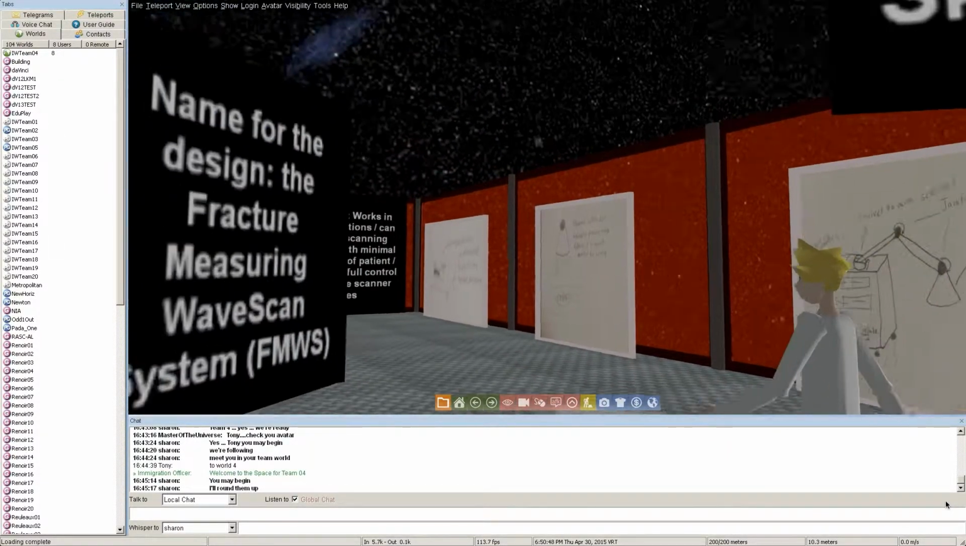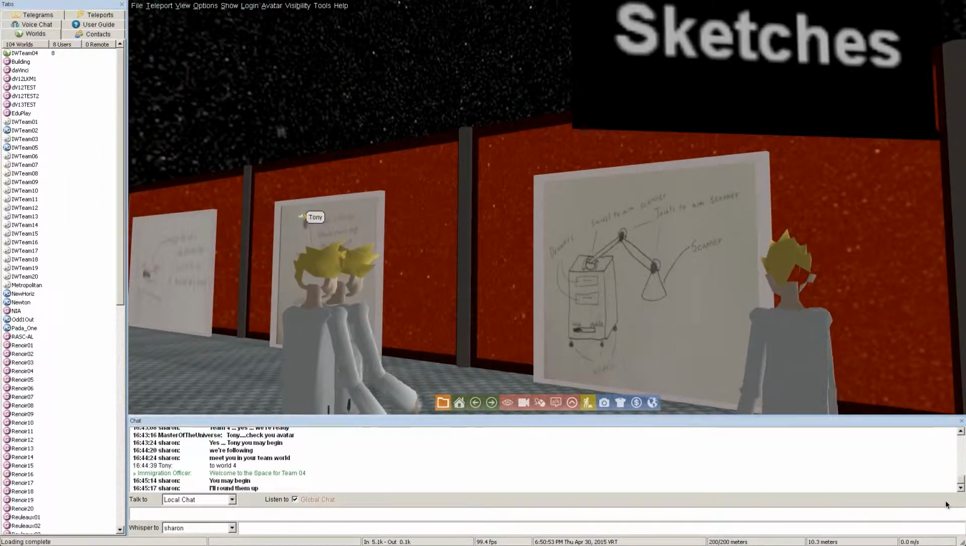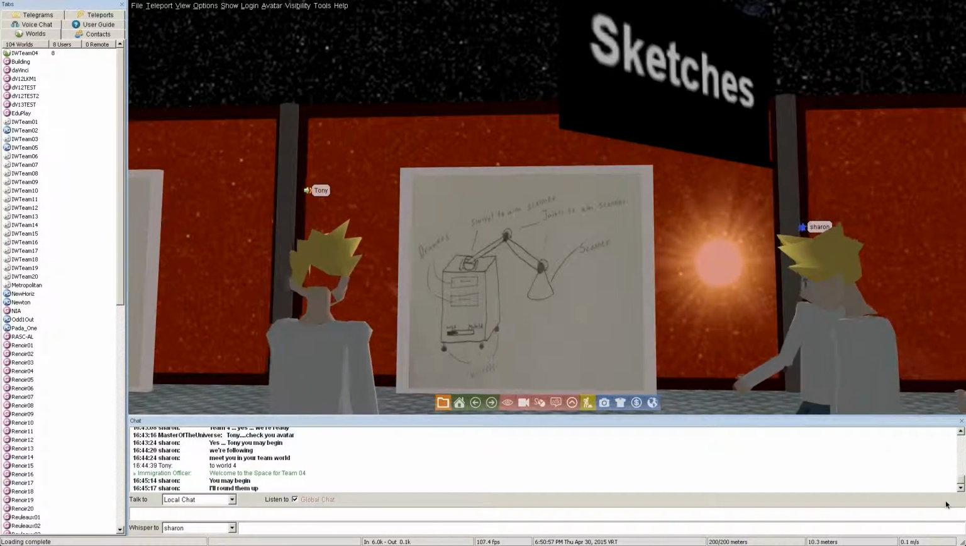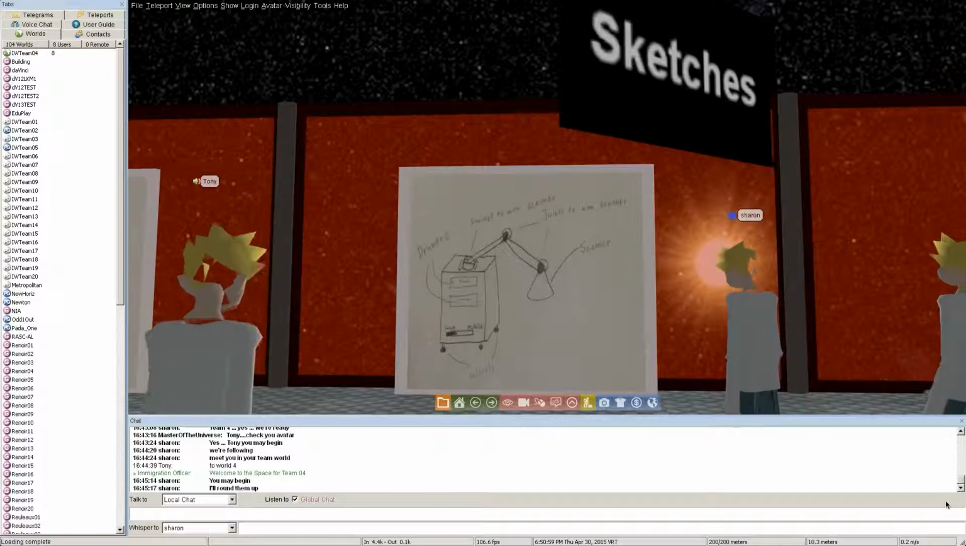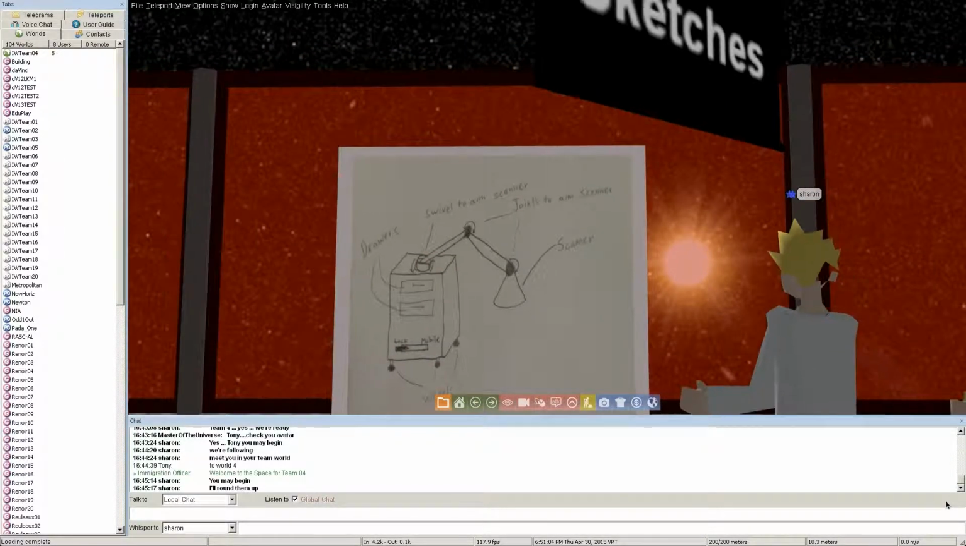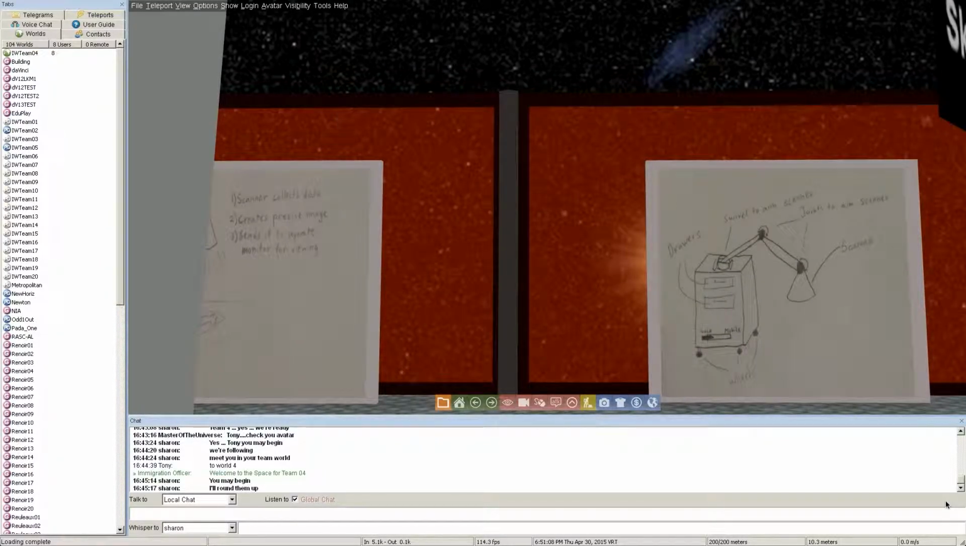So if you look on the right wall here, there's a couple of sketches of our design. If you're looking at the first one that's closest to us, you kind of see the whole idea of the design with the box and the four wheels on the bottom, and then the arm with the joint and the scanner at the end. And then also there's a lock at the bottom that would lock all the moving parts.